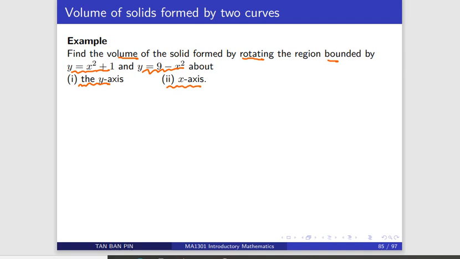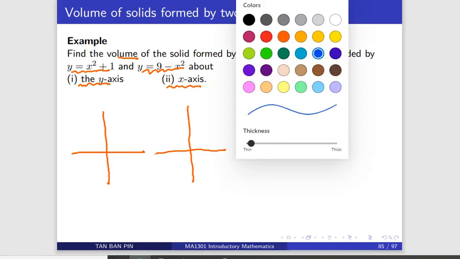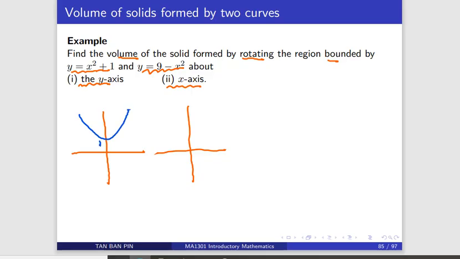First, you can draw a rough sketch of the graph of x squared plus 1 and 9 minus x squared. X squared plus 1 looks like this. Here is 1. 9 minus x squared will be inverted. And here will be minus 3, here will be 3, because if you set 9 minus x squared to 0, you get x squared is 9, x is plus or minus 3. So you cut at minus 3 and 3. And here should be 9, because here you sub x as 0.